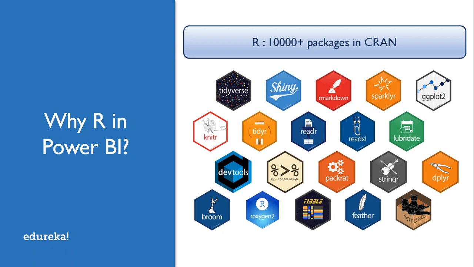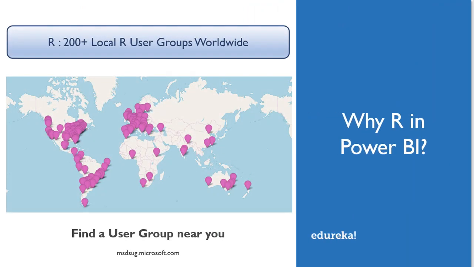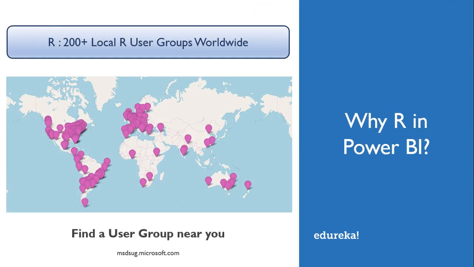Apart from that, this is probably something that most of you know. R has more than 10,000 packages in CRAN that will help you in functions like forecasting, bucketing, correlations, all this cool stuff that you hear about R today. And here is something which interests me the most. R has over 200 local R user groups worldwide. So you can find a user group near you by following this link, which is given right here. Make the most of it, form a community, and learn more about R and Power BI through these groups.